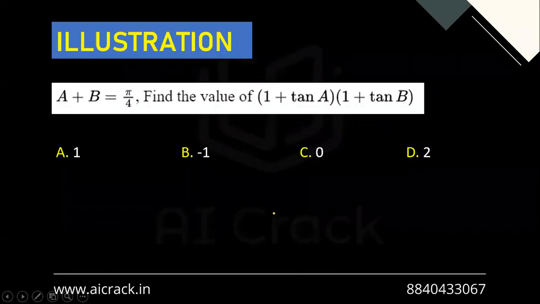Now let's look at this question. If A plus B is pi by 4, find the value of 1 plus tan A into 1 plus tan B. So what we have been given is 1 plus tan A dot 1 plus tan B. So I'll multiply it. After multiplying this, I can see that we'll have a term of tan A plus tan B plus 1 plus tan A tan B. So I get a feeling that I might have to use tan of A plus B or tan of A minus B, right? So that's how we are going to proceed.